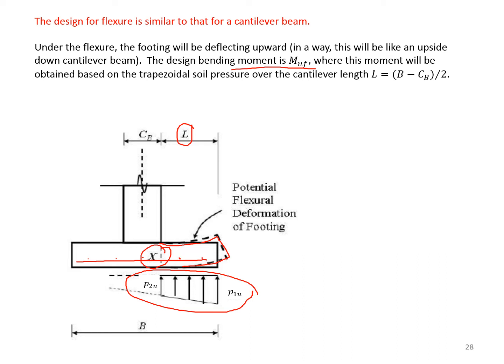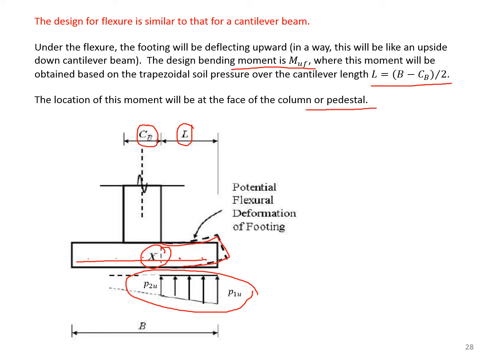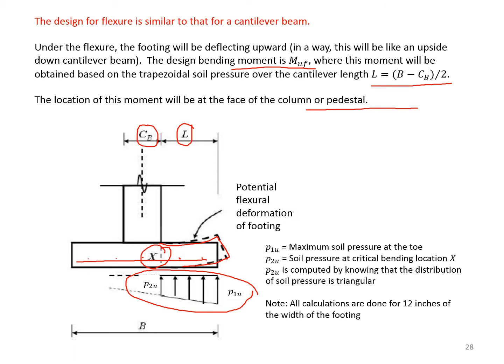The length of this cantilever is B minus C sub B, the product divided by 2. Remember, C sub B is the size of the column. The location of this moment is at the face of the column or the pedestal, as you can see down in here shown with X. Again, P1U is the maximum soil pressure at the toe. P2U is the soil pressure at the critical bending location X. PTU is computed by knowing that the distribution of soil pressure is triangular.